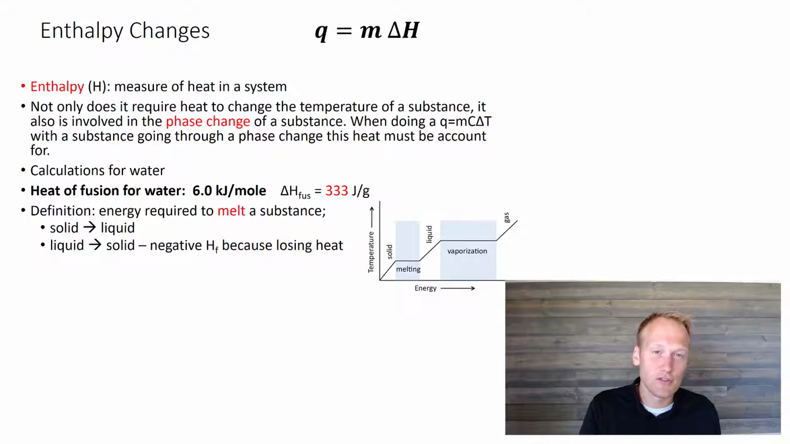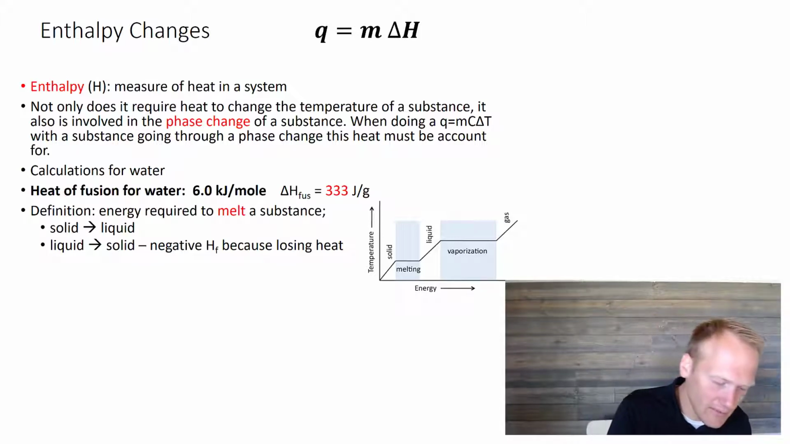In order to do an enthalpy change equation with water, you need to know how much energy it takes to boil water, how much energy it takes to freeze water, and all of those phase changes, so you can calculate it correctly. Toward the bottom, we have the heat of fusion for water, which is 333 joules per gram. That means if we're going from a solid to a liquid or a liquid to a solid, it's going to take 333 joules for every gram of water we have.